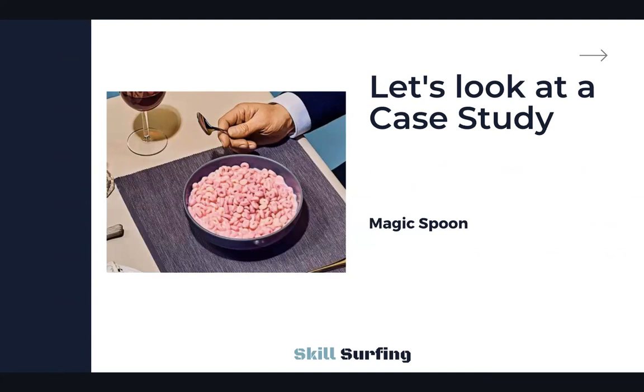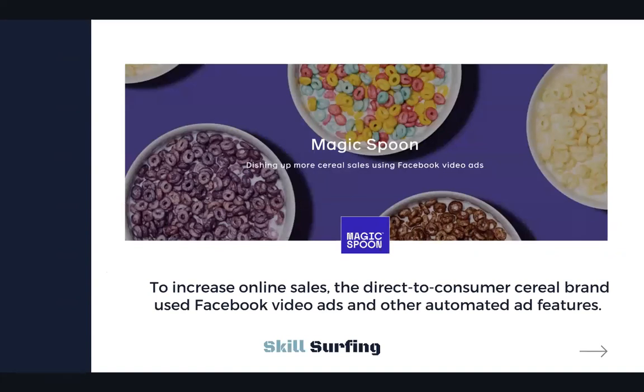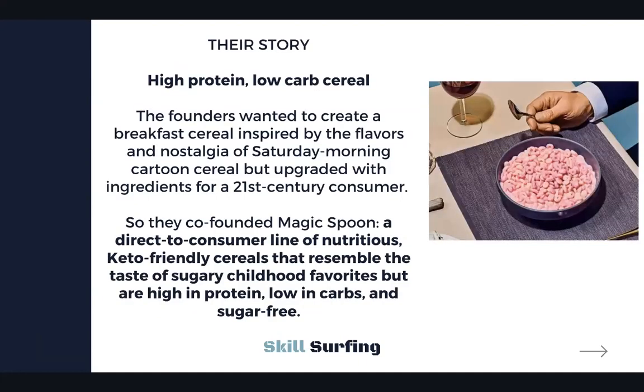So the brand is called Magic Spoon. Magic Spoon is a cereal brand, and they used video Facebook ads to increase sales. As you can see, the colors of the cereals are very appetizing. I hope everyone had dinner or a snack before this session. Basically, this type of cereal is different because it is high in protein and low in carb.